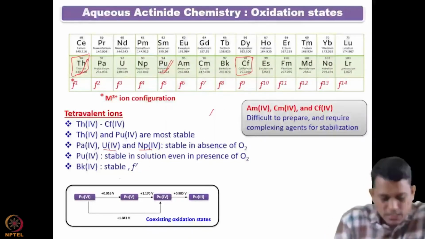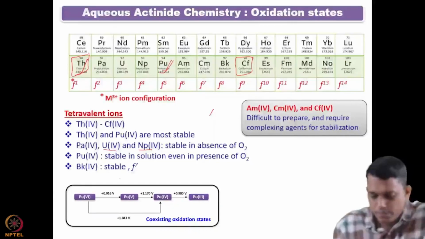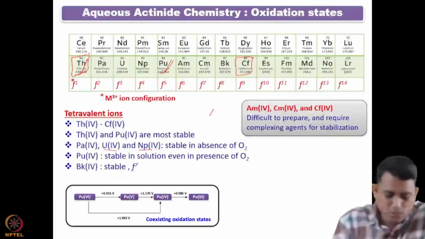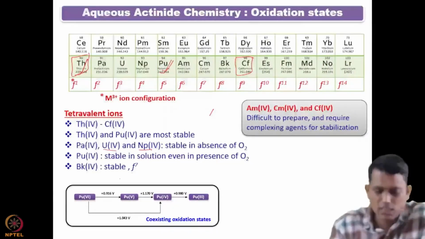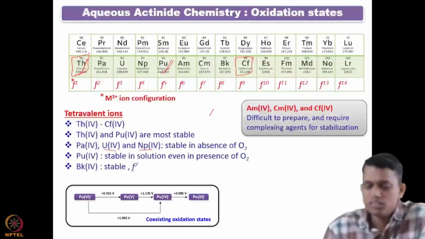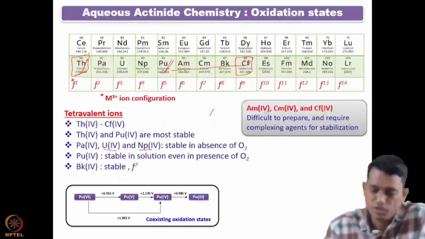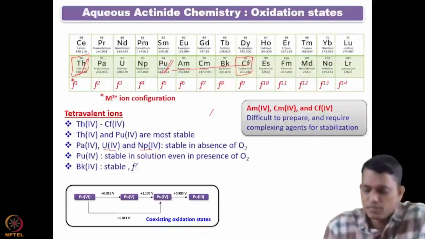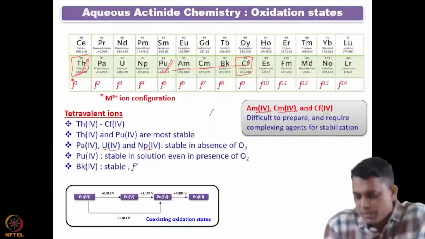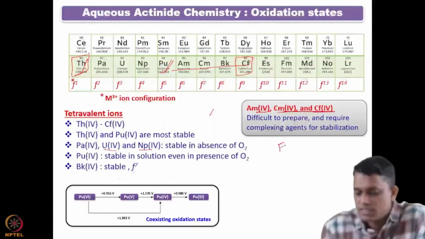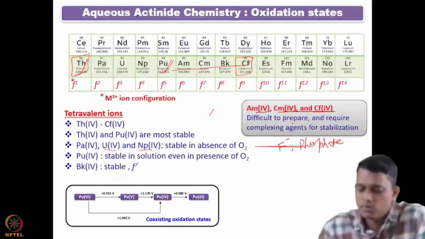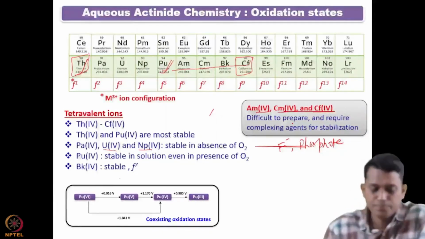All the oxidation states starting from +3 to +6 can coexist in the case of plutonium. When I talk about the other elements such as americium, curium, and californium, they are very difficult to prepare in the +4 state. And even if you try to prepare them using some reducing condition, you need strong complexing agents such as chloride or phosphate to get stabilized into the +4 state.